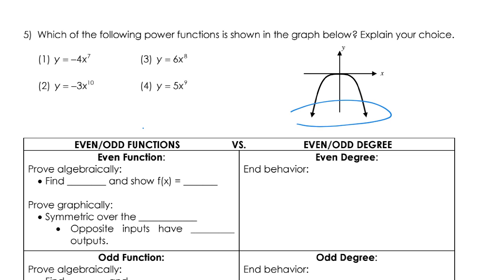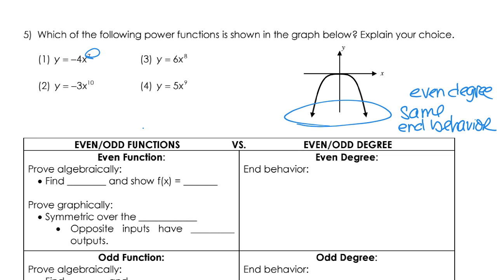So the very first thing I notice is that this has the same end behavior. Both ends are doing the same thing. They're both going down, and therefore I know that same end behavior refers to an even degree. As soon as I know that, 7 up here is not even, it's odd, and 9 down here is not even, it is odd. And so choice 1 and choice 4 would have opposite end behavior, not same end behavior. So I'm stuck with choice 2 or choice 3.